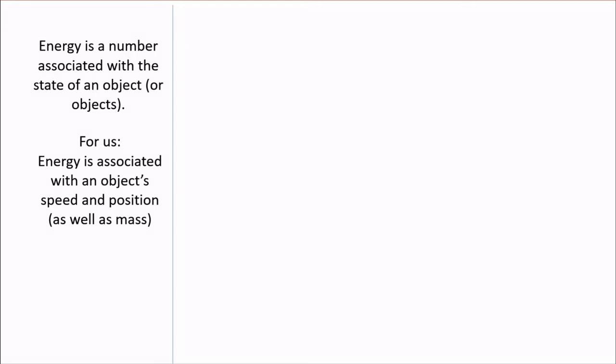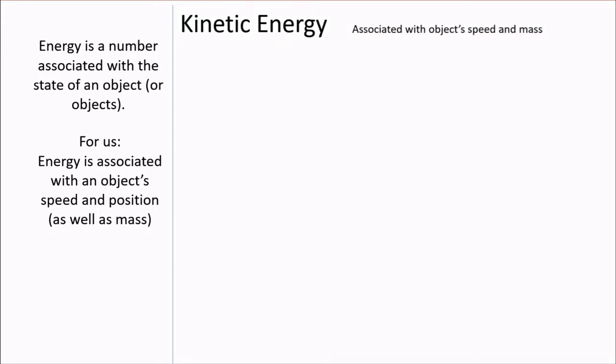To help make this a bit more concrete, let's consider a type of energy we will deal with a lot: kinetic energy. Kinetic energy is the energy associated with an object's motion as well as its mass. In fact, the formula for kinetic energy goes like this: Ke equals 1/2 times the mass times the speed squared. The unit for energy is a joule, which is given by a kilogram times a meter squared per second squared.